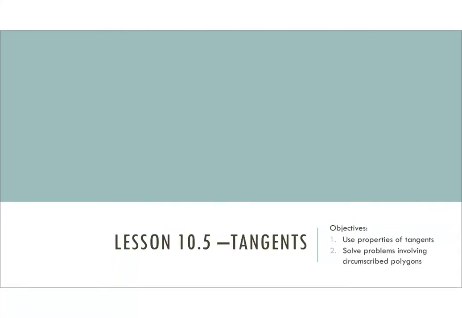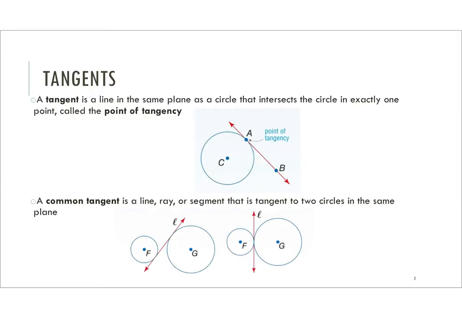All right, so in this lesson, we're going to talk about tangents. And tangents are really important because they have a lot of problems that come with them. So first off, a tangent is a line in the same plane as a circle that intersects in exactly one point. Okay, it touches the circle in only one point. This is called the point of tangency.